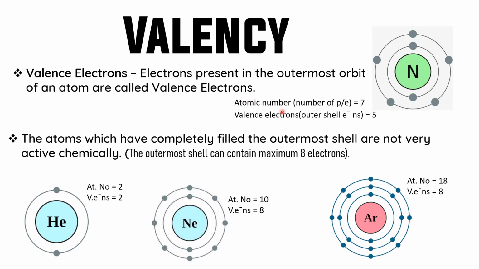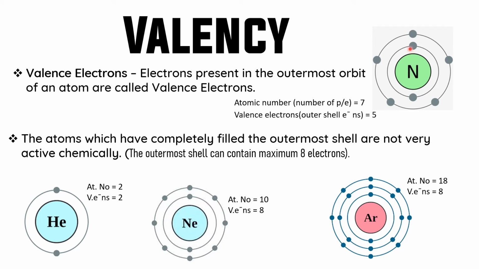So atomic number is very important, okay? By looking at the atomic number, we know the properties of that element. So atomic number is that important. Atomic number means number of protons or number of electrons. In an atom, the number of protons and electrons are equal. So here in the nitrogen atom, the number of protons or electrons is 7.